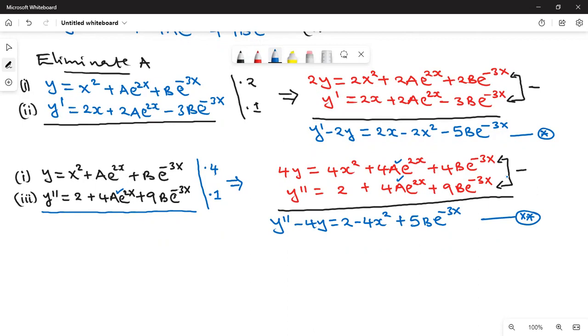You see, we started with 3 equations, Roman 1 all the way up to Roman 3, and we have now eliminated one of the arbitrary constants. Now we have 2 equations, star and star star. You realize that in the 2 equations, we still have the other arbitrary constant b. So we need to eliminate it. So now I'll write here, eliminate b.